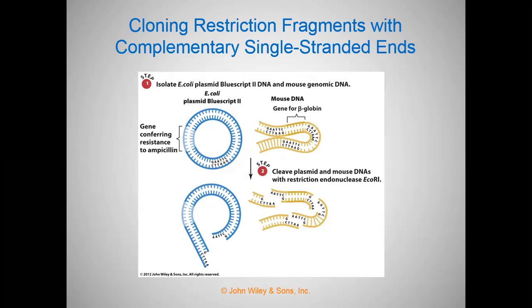Cloning restriction fragments with complementary single-stranded ends. The procedure for this is: first we isolate the plasmid from the bacterial cell, then we cut that plasmid with the restriction enzymes to make the sticky ends. Simultaneously, we cut the gene of interest. Say, for example, in this diagram, we cut the gene of interest, the beta globin, from the mouse genome, and then we mix the plasmid and the gene of interest with each other.